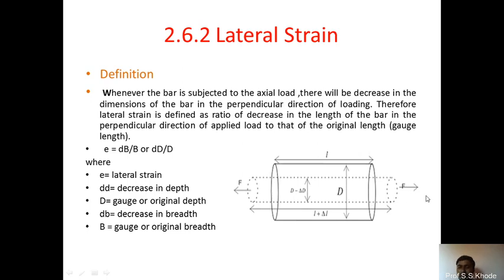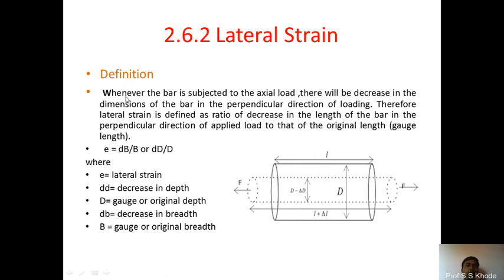Now in that case, the length will increase, and that length is parallel to the line of action of force, but the diameter is perpendicular to the line of action of force. So this diameter is called the lateral dimension, but this length is called the linear dimension. If this lateral dimension changes, then the change in lateral dimension per unit original lateral dimension is called the lateral strain. So this is the important concept. Once again, it is the change in lateral dimensions per unit original lateral dimension.